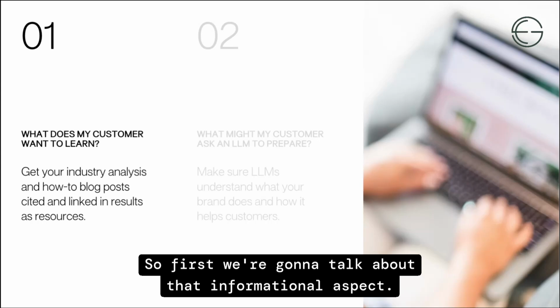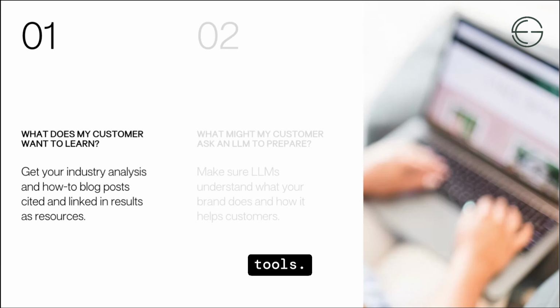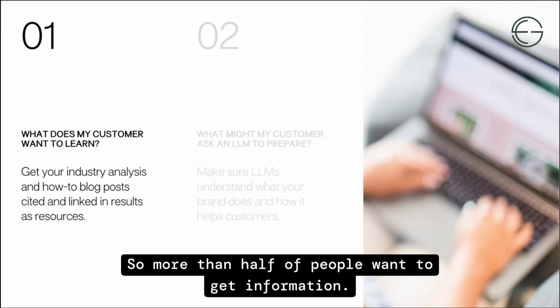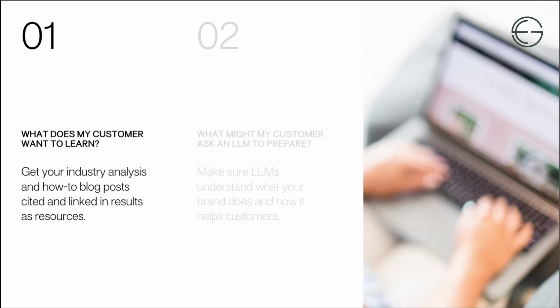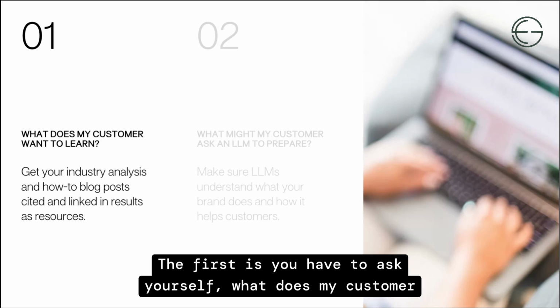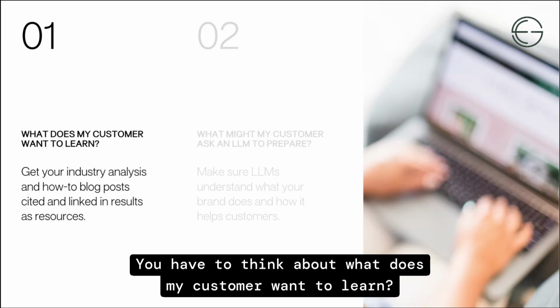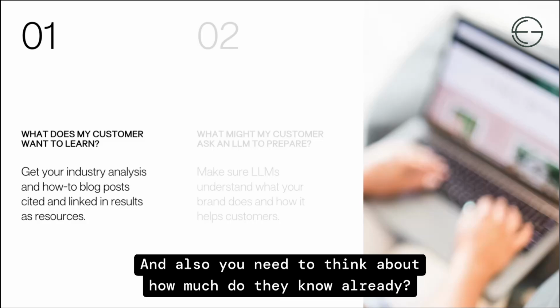So first, we're going to talk about that informational aspect, since that is still the bulk, about 60% of searches done through AI tools. So more than half of people want to get information. So you need to ask yourself 2 things. The first is, what does my customer want to learn? You have to think about, what does my customer want to learn? And also, how much do they know already?